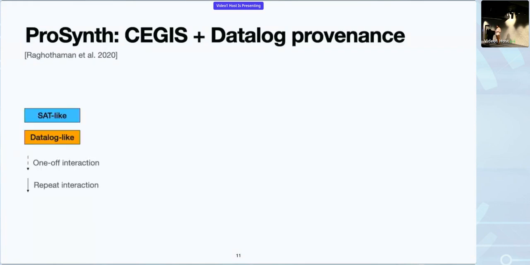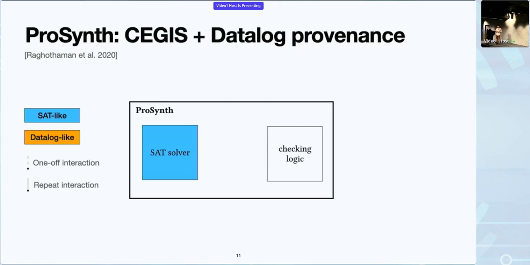Throughout this talk, there'll be a series of diagrams. They're all going to use this shared vocabulary, where we use different colors to differentiate between SAT-like and Datalog-like computation, and also different lines to indicate different types of interactions between components. So for ProSynth, we have a SAT solver that's going to be talking to some checking logic. And the checking logic is going to receive the input-output example and eventually produce some rule selection.